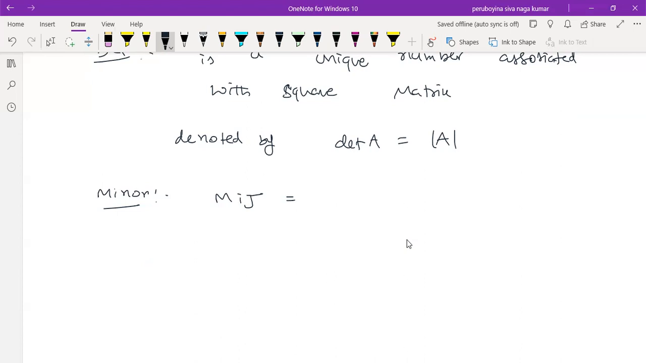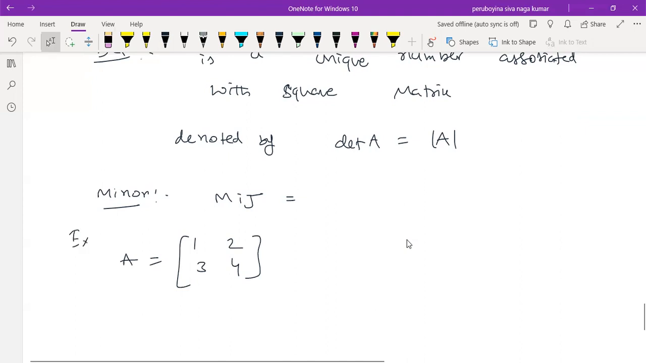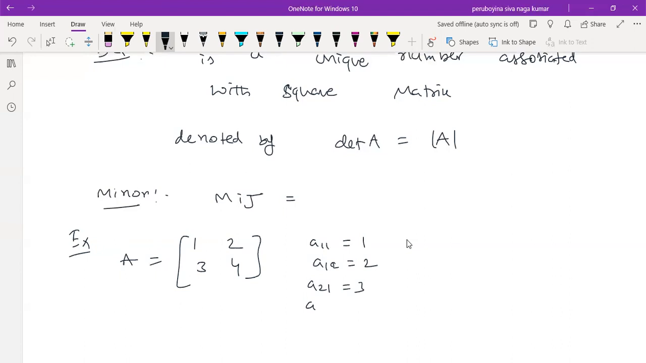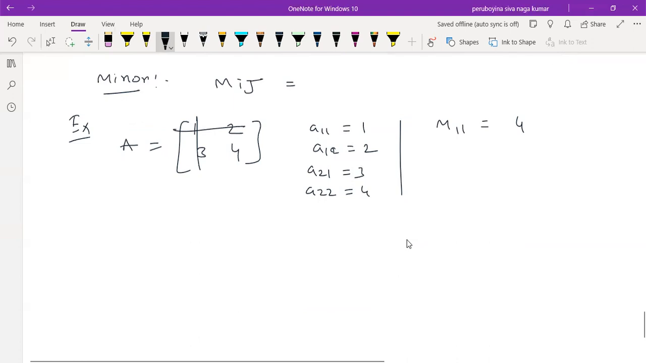For example, if you consider 1, 2, 3, 4, take one example to understand this. So here, what is A11? 1. A12 is 2. A21 is 3. A22 is 4. So now I want M11. M11 means delete this row and column. What you are having, that will be the minor of 2 by 2 matrix. And similarly, you can define the rest of the elements' minor.